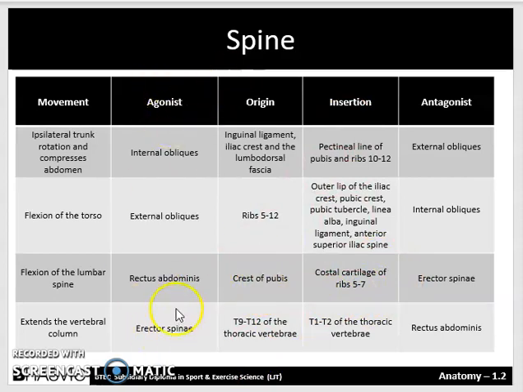When the erector spinae is the agonist of the spine, the movement would be extends the vertebral column. The origin would be T9 to T12 of the thoracic vertebrae. Insertion would be T1 to T2 of the thoracic vertebrae, and the antagonist would be the rectus abdominis.